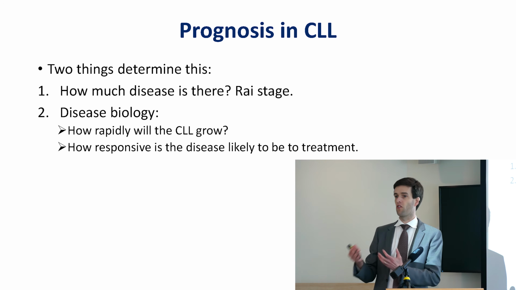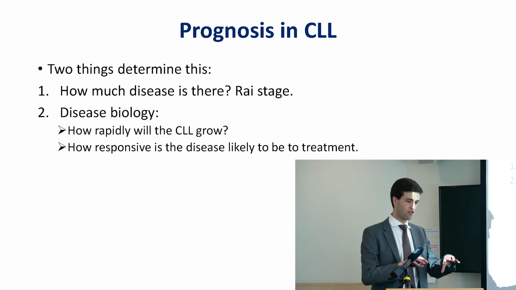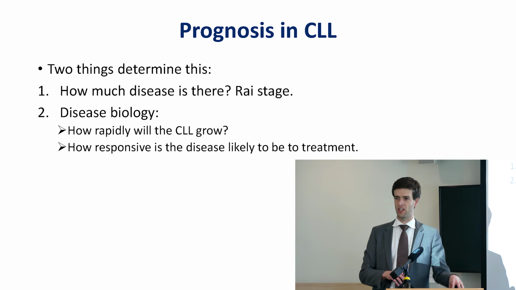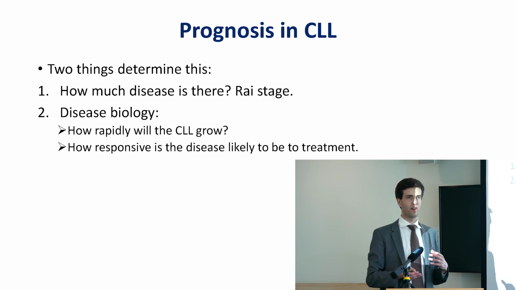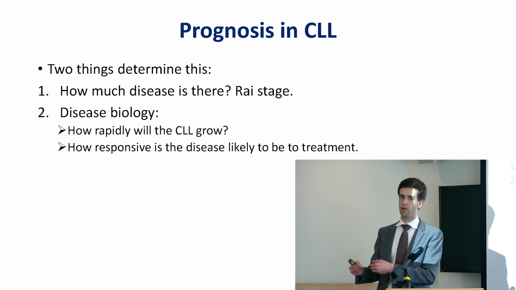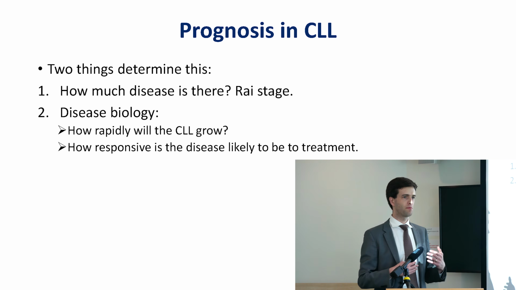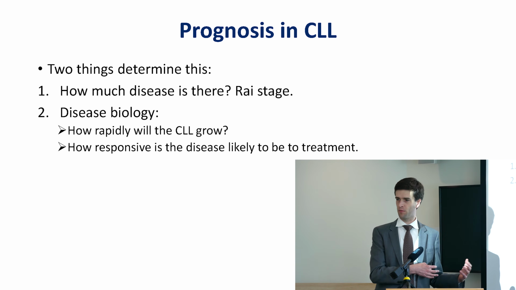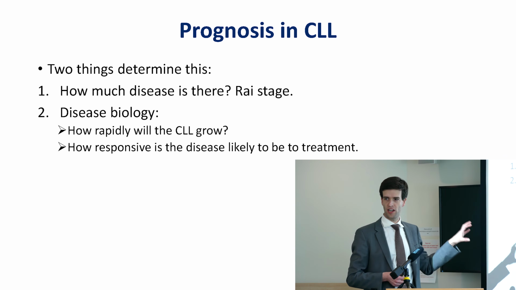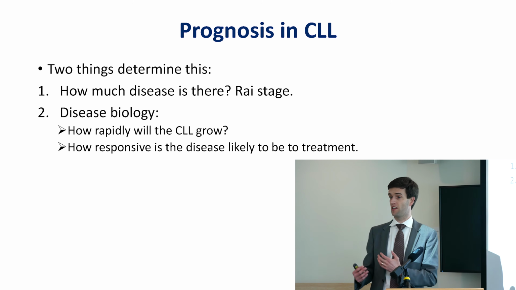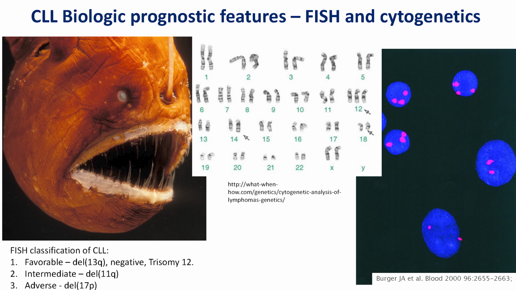So things go wrong in the CLL cells. That's why they become a malignant cell. And even though they may look the same under the microscope, genetically they can be very, very different. That's important both in terms of how quickly the disease is going to grow, but also in terms of how likely it is to respond to treatment. Some treatments work really well for some types of CLL, but not so well for other types. And we can look at the genetics of the disease and have a good idea about those things before treatment.